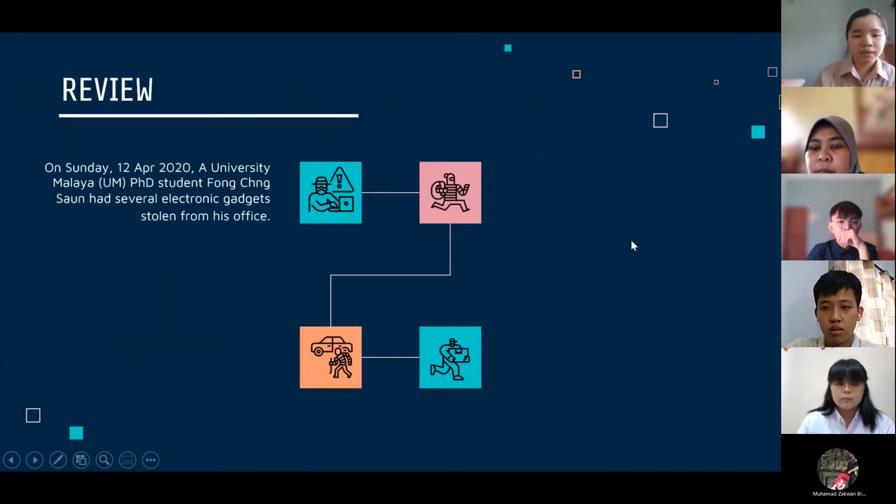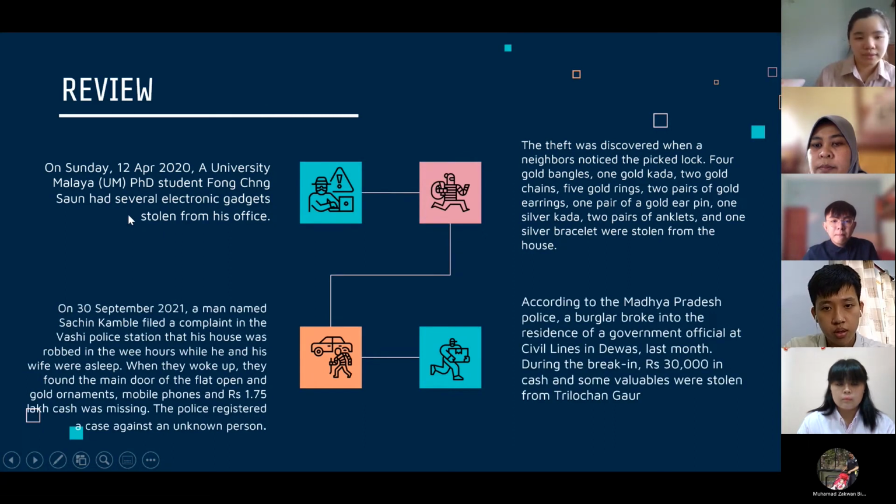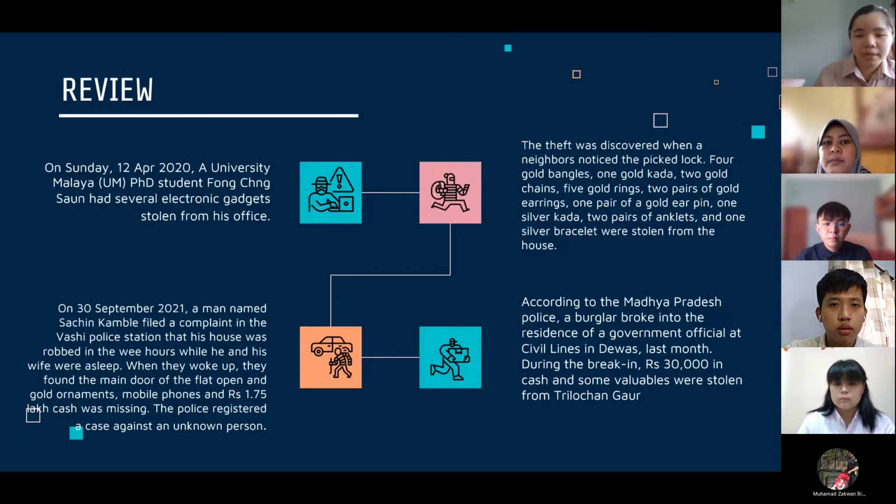The review. These cases have all happened before. The first case is on Sunday, 12 April 2000, a University Malaya UM PhD student Fong Ching Song had several electronic gadgets stolen from his office. And then the second case is the thief was discovered when a neighbor noticed the picked lock. 4 gold bangles, 1 gold kada, 2 gold chains, 5 gold rings, 2 pairs of gold earrings, 1 pair of gold ear pins, 1 silver kada, 2 pairs of anklets, and 1 silver bracelet were stolen from the house.